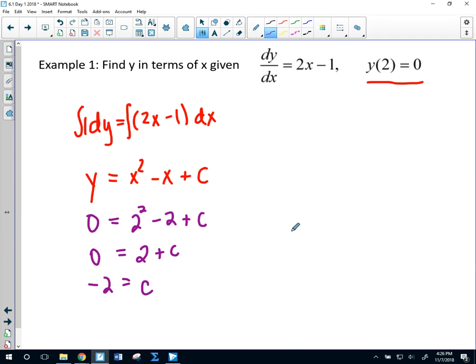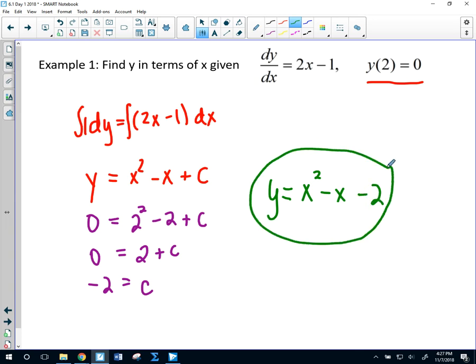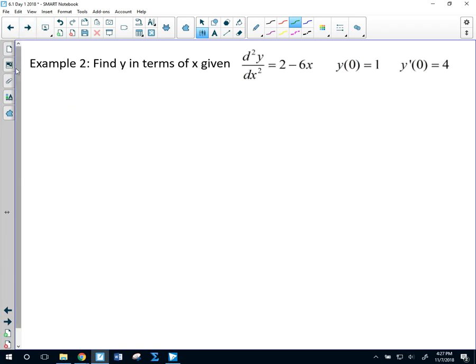So far, so good. So then finally, you have to rewrite the actual y equation. So y equals x squared minus x minus 2. So this is the solution to this initial value problem or this differential equation. All right, so now I'm going to do another one where you're actually given the second derivative. So we're going to do this twice.